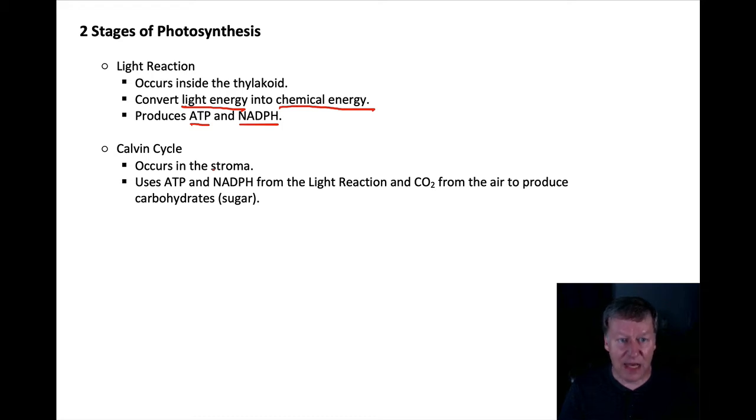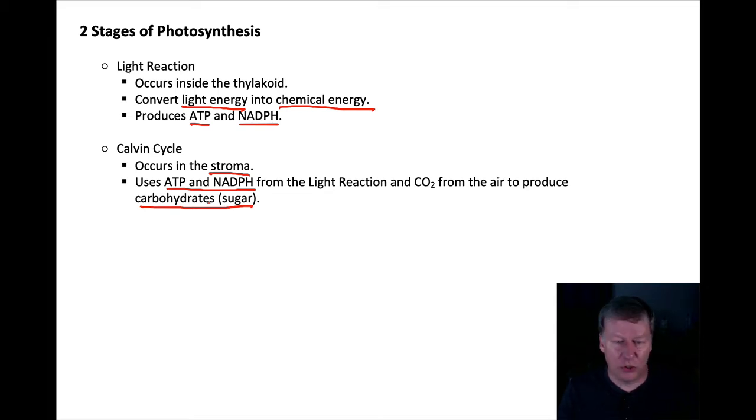The second stage is the Calvin cycle. The Calvin cycle is going to occur inside that stroma, the empty space. And the purpose of the Calvin cycle is to use the ATP and the NADPH from the light reaction and carbon dioxide from the air around the plants. And from those it is going to be able to produce carbohydrates, sugar in particular, glucose.